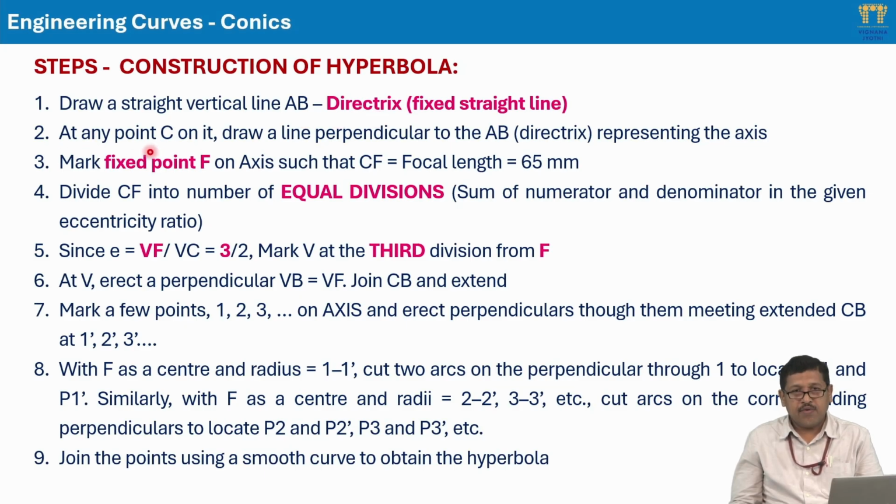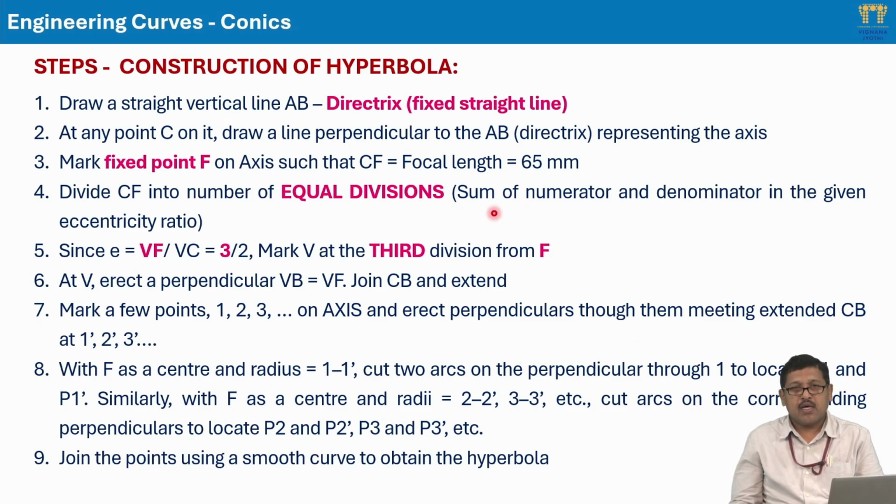Then on that line, we need to mark a point C. Through this point C, we draw a line perpendicular to AB. This line through C represents the axis. Next, on the axis, we need to mark the focus, the fixed point. For that, we have been given the distance as 65 mm. Once we mark this fixed point F, we need to divide the focal length CF into a number of equal divisions. So 65 mm is the focal length, and it should be divided into some number of equal parts.